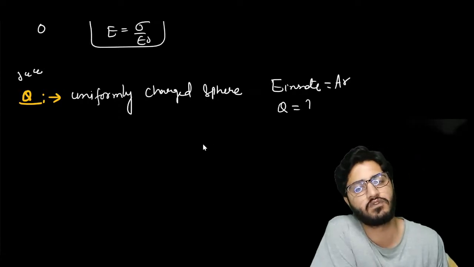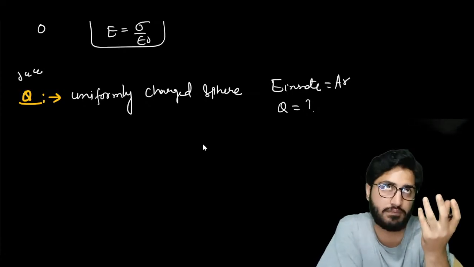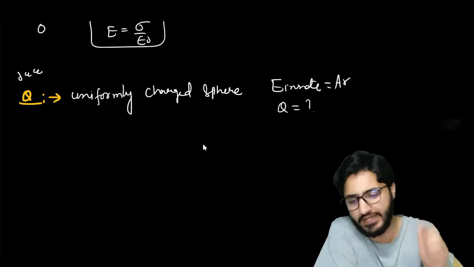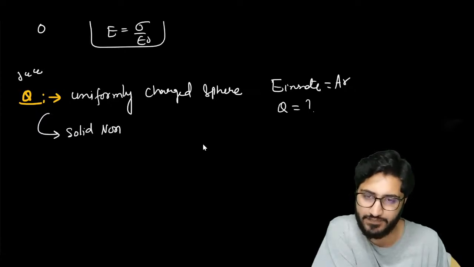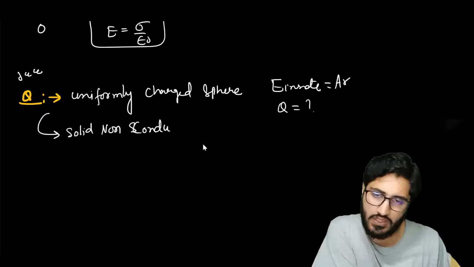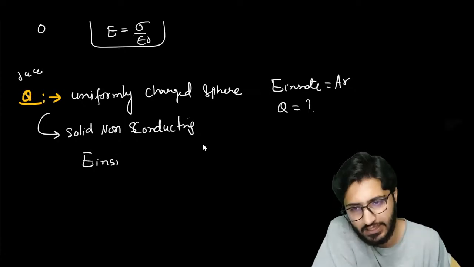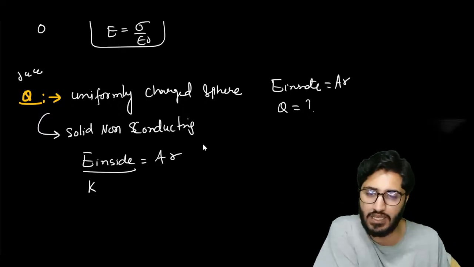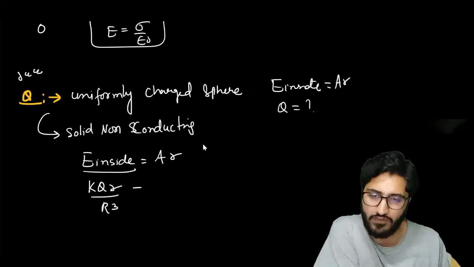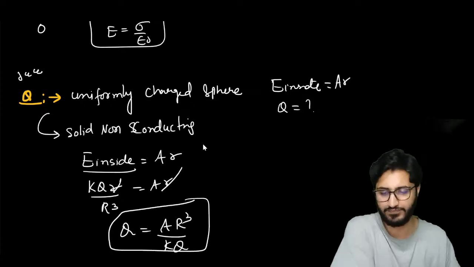Find the charge. Look, it is not mentioned which specific material or portion, no? Conducting or non-conducting? If nothing is given, you have to consider a solid non-conducting sphere. For E inside, we know it is K Q R divided by R cube, equals A into R. R cancels out, so my Q will be equal to A R cube divided by K.